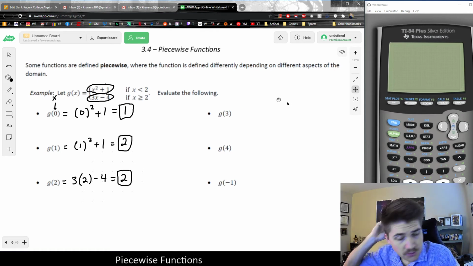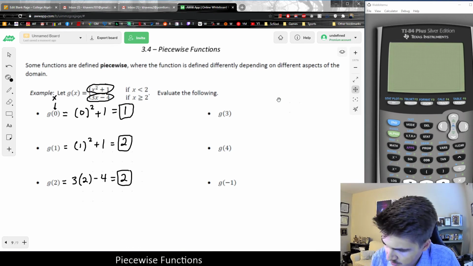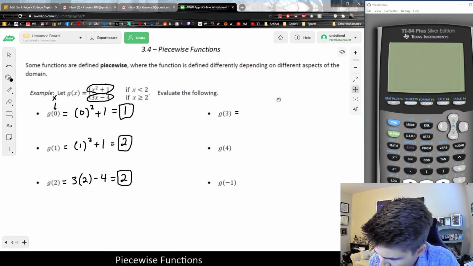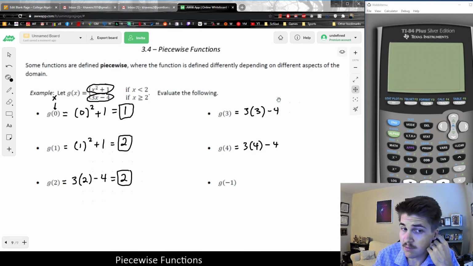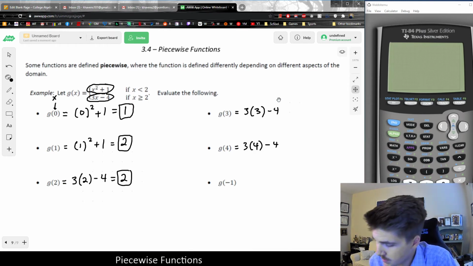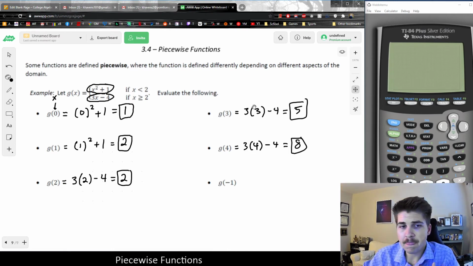And say we wanted to do g of 3 or g of 4. Again, those would be using the second piece of the function, which would leave us with, well, 3 times 3 minus 4, or 3 times 4 minus 4. So I'm plugging those numbers into that second 3x minus 4 instead. And in this case, that would leave us with 9 minus 4, which is 5. And in the last one, 12 minus 4 would be 8. And so what I get is a different pattern for the second piece and the first piece.